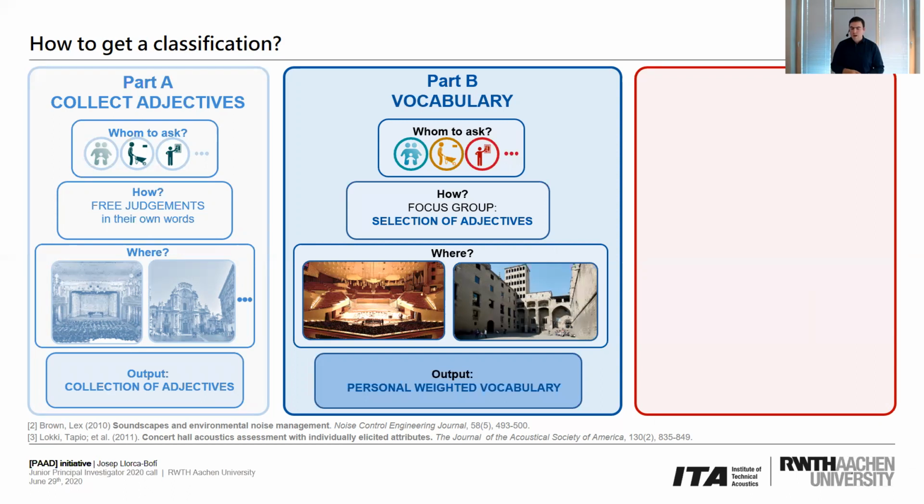Then in part B, the aim is to construct a vocabulary from those adjectives that have been collected in the first part. And in order to do that, there will be a focus group inside of the team where they will construct a questionnaire based on the collection of adjectives, make a selection of adjectives from them, and generate a metric or a test which can be scientifically tested with some statistic process. Again, there will be judging different scenarios, indoor and outdoor. We will talk about that later on. And with that information, we already have a personal weighted vocabulary, which means several adjectives which are rated with the individual responses of the people.